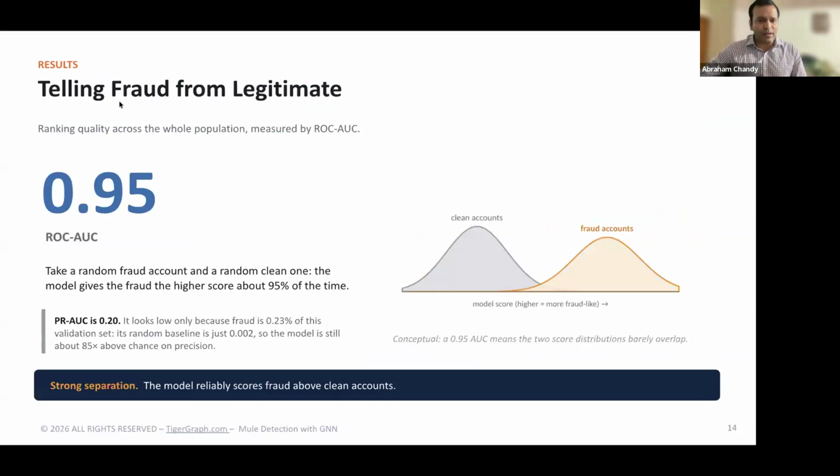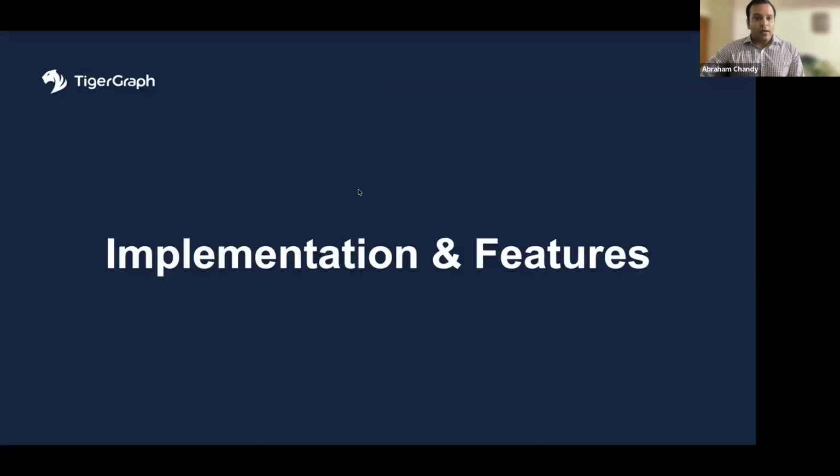And another metric that you want to look at is the ROC AUC, which is 95%. What this means is, given a random pool of one clean account and one fraudulent account, the model is able to distinguish between them 95% of the time. So that means there's very little overlap between the two kinds of accounts.